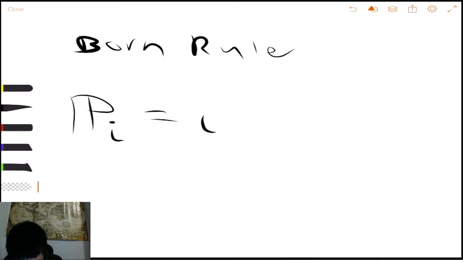Actually, I probably shouldn't use i because this is going to get confusing. Let's just use k. The probability of measuring some outcome is given by the square of that outcome, the square of that outcome in quotes. And this is a really simplistic description of what the Born rule is.